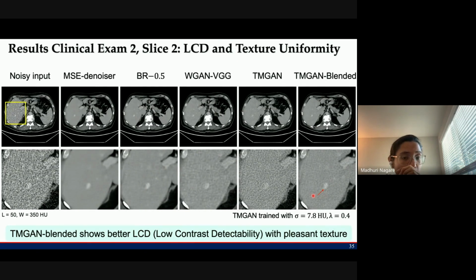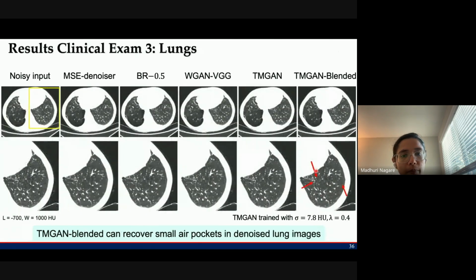This is another example of an LCD image. So we have this feature with nice uniform texture. This is a lung image. It might be slightly difficult to see, but in this image there are small pockets, as pointed out by the red arrow. These small air pockets are important for clinical observation.